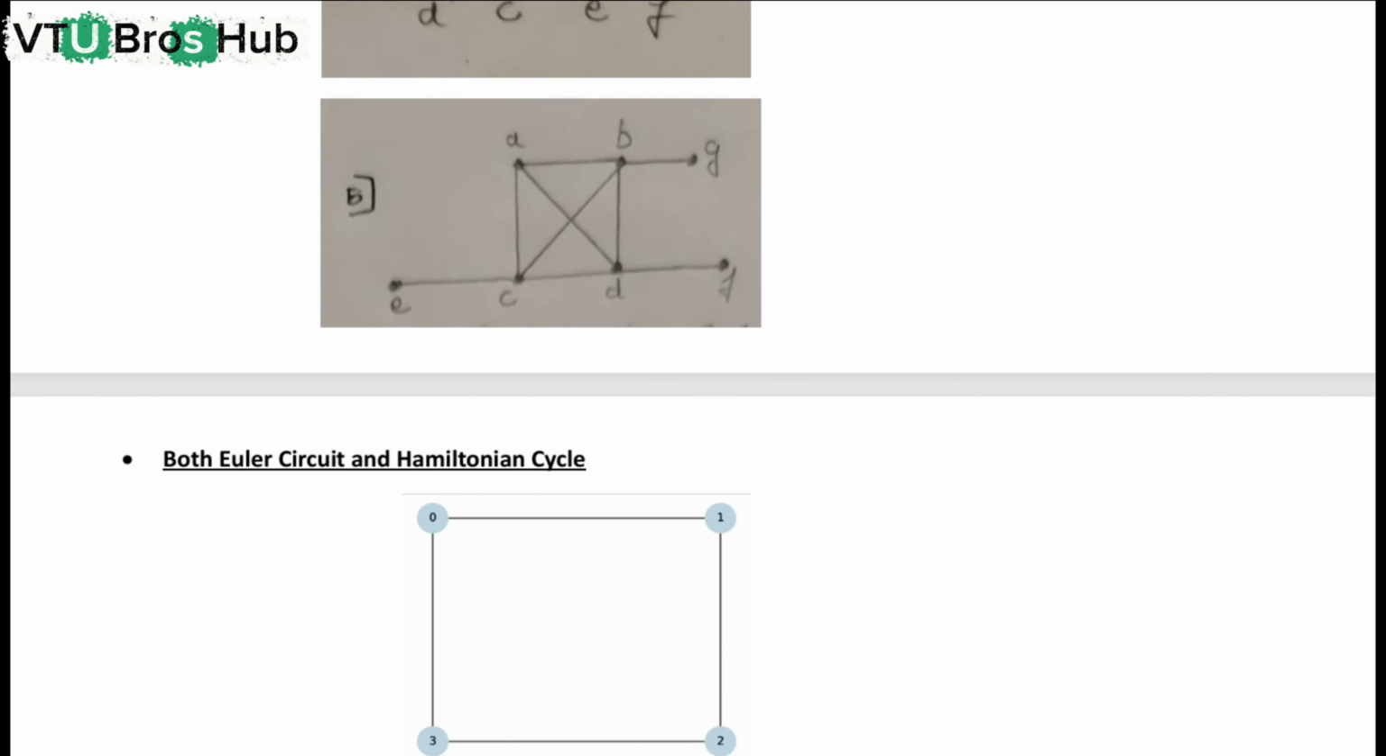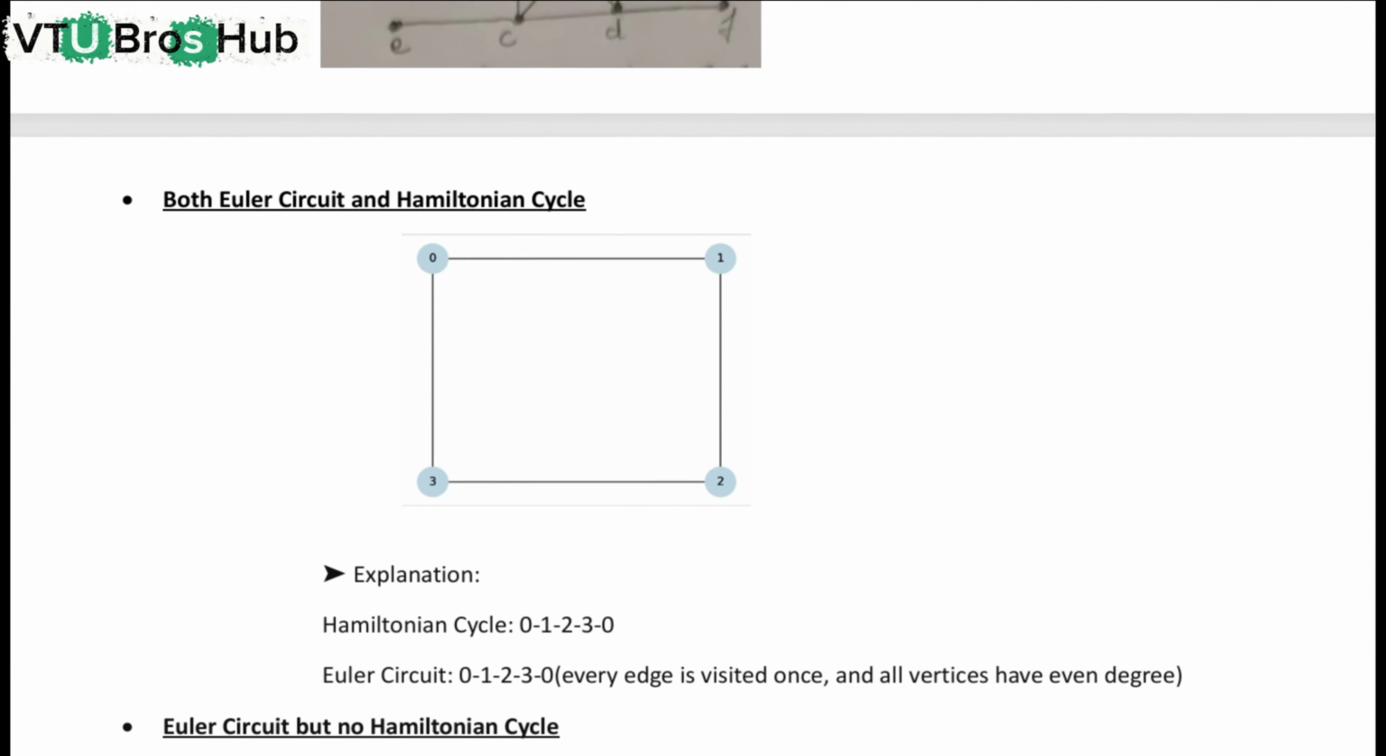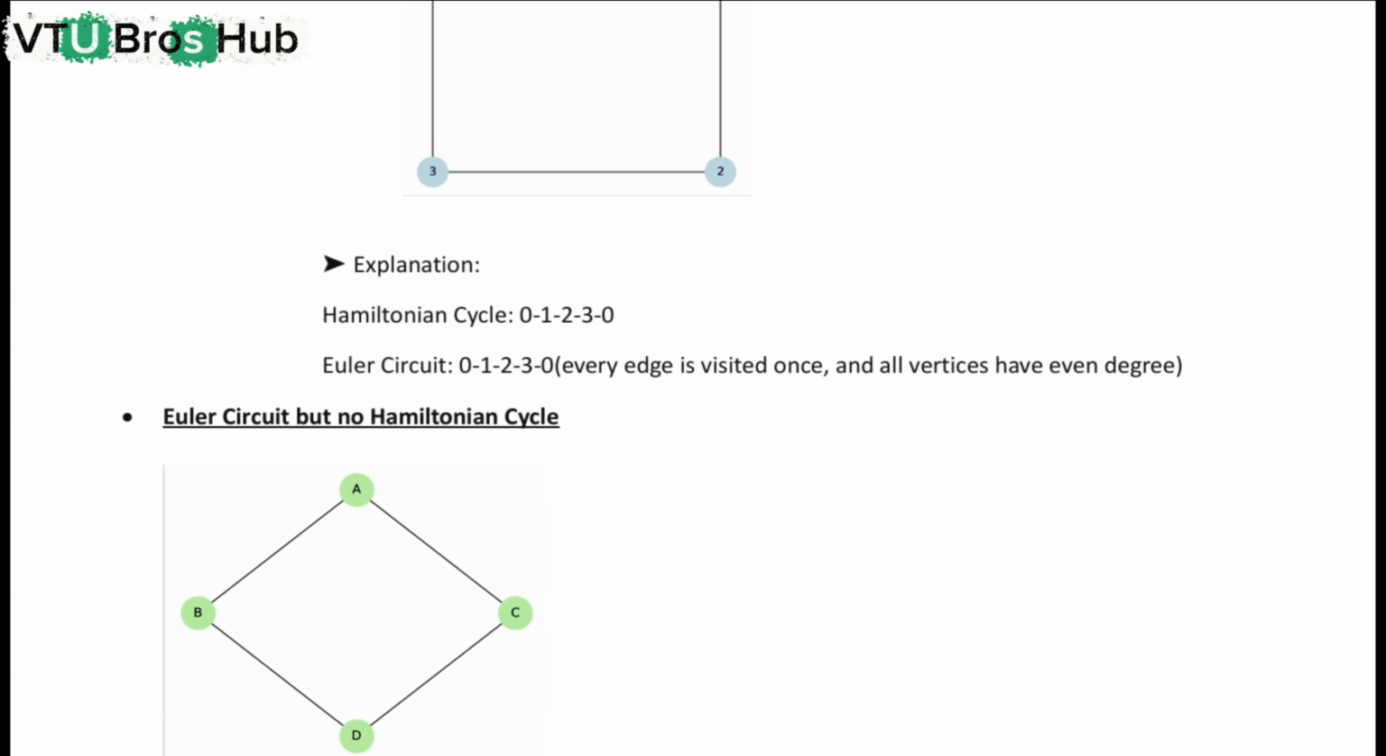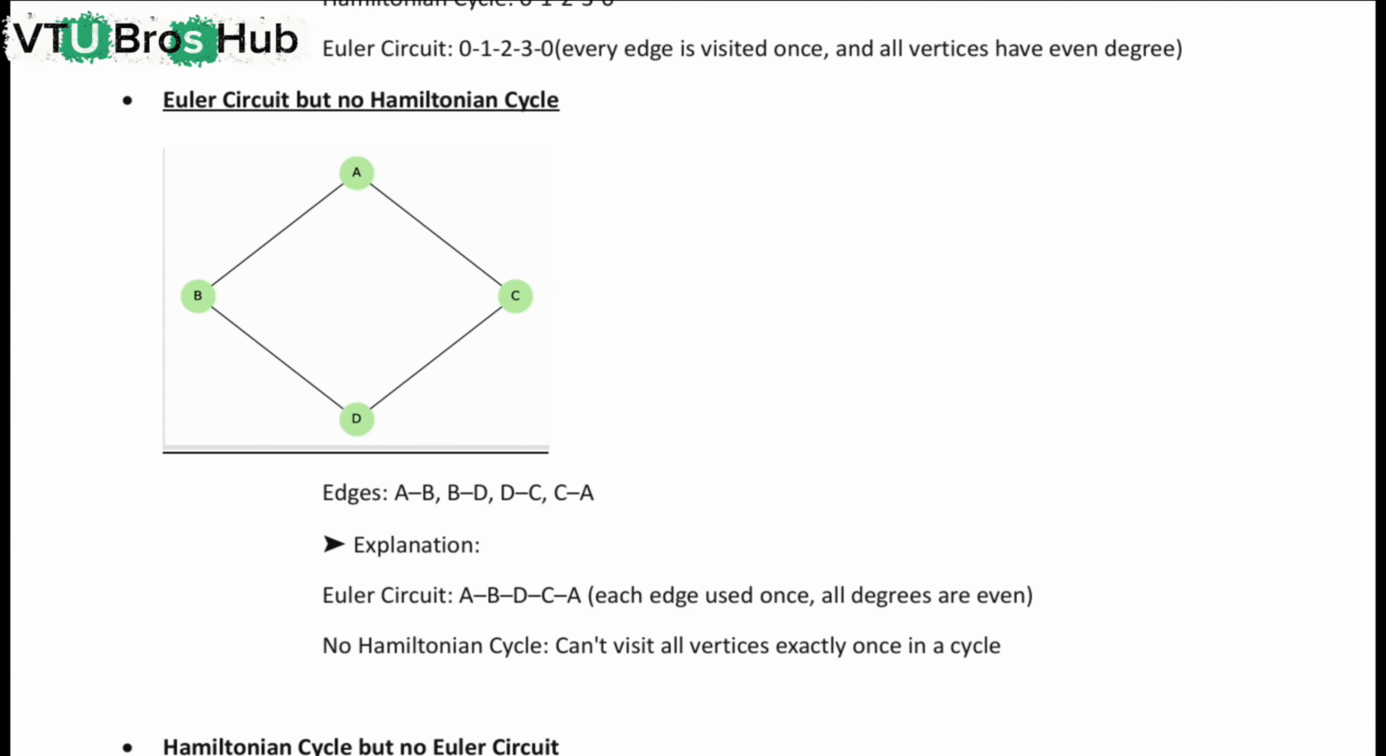4. Both Euler circuit and Hamiltonian cycle. This is a special case where the graph satisfies both conditions. Hamiltonian cycle 0, 1, 2, 3, 0. Euler circuit 0, 1, 2, 3, 0. Because every edge is visited once and all vertices have even degree. 5. Euler circuit but no Hamiltonian cycle. Graph edges AB, BD, DC, CA. Euler circuit A, B, D, C, A. No Hamiltonian cycle, because we can't visit all vertices once in a cycle.